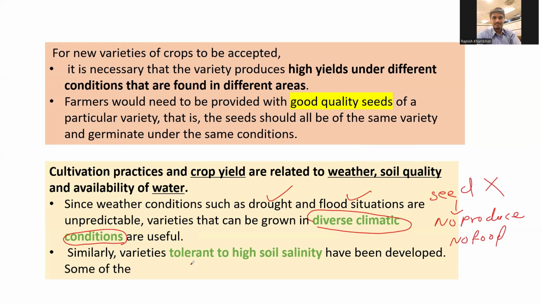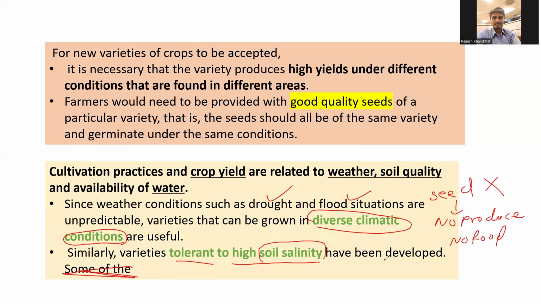Clear? Similarly, the varieties tolerant to high soil salinity. They are also very important, see, the quality is soil quality. What if your soil is not good? If it is extra saline, etc. So your variety should be tolerant to high salinity that can destroy your plant. That can destroy your plant, and your seed will not germinate. Even after it is germinating, it can't grow. So soil salinity tolerant varieties have been developed.